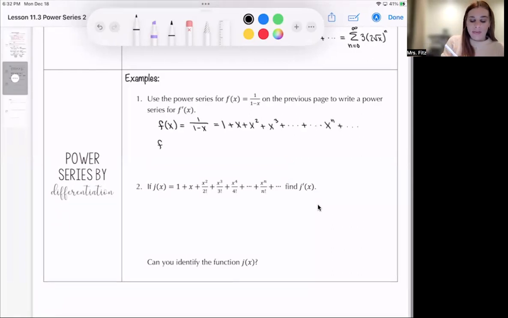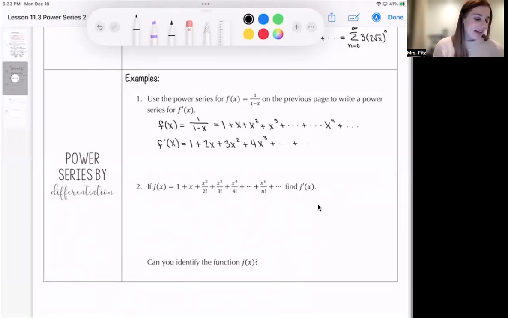So then f prime of x would be the derivative of this. So derivative of 1 is 0. Derivative of x is 1, plus derivative of x squared is 2x, plus the derivative of x cubed is 3x squared. Let's do one more because the next one would be x to the 4th. So that derivative would be 4x cubed. I always like to do 4 terms and then the general term.